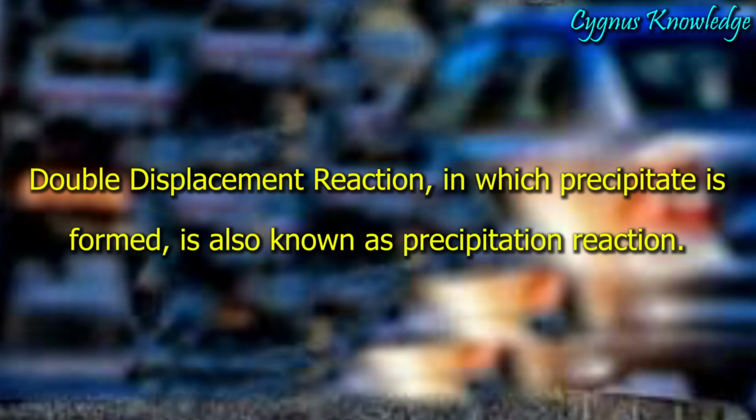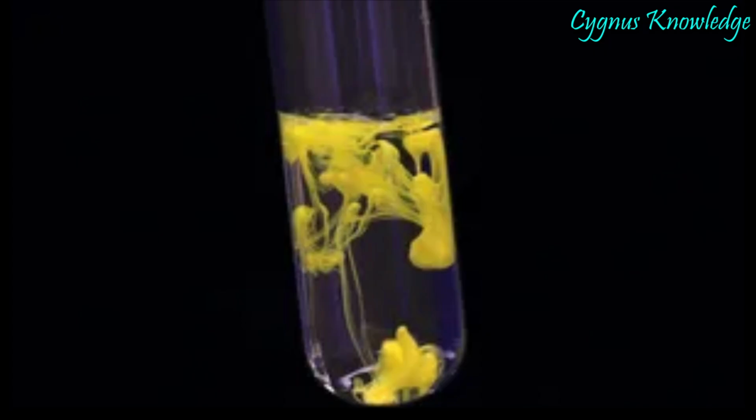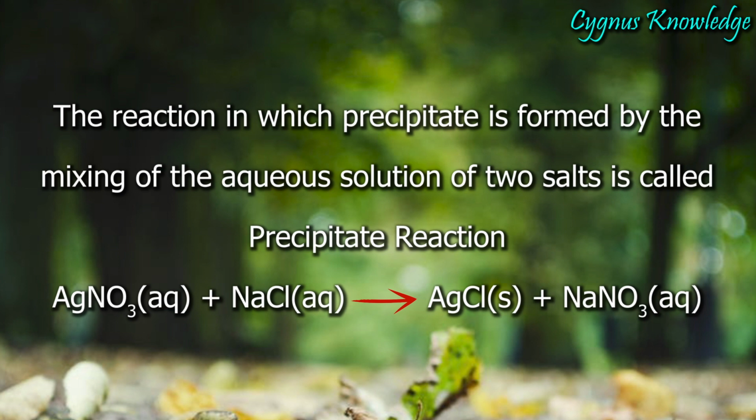Double displacement reaction in which precipitate is formed is also known as precipitate reaction. Neutralization reactions are also examples of double displacement reaction. Precipitate reaction: the reaction in which precipitate is formed by the mixing of the aqueous solution of two salts is called precipitate reaction.